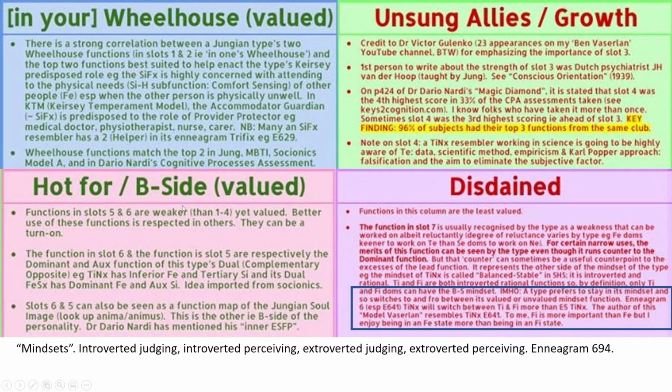This hot for column, again, both valued. I like that. It relates to the dual of the type. That's also good. And yeah, this disdained column.